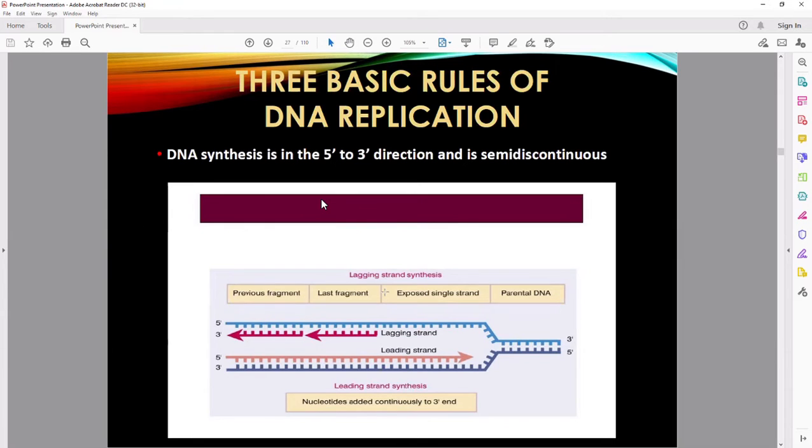So DNA synthesis runs in the 5' to 3' direction, and it's also known as semi-discontinuous. What does it mean by semi-discontinuous, and what does it mean by 5' to 3' direction? Let's see. This is a double stranded DNA. Basically it should start with the unwinding of DNA, but I put it later because I want to introduce first what semi-discontinuous means.